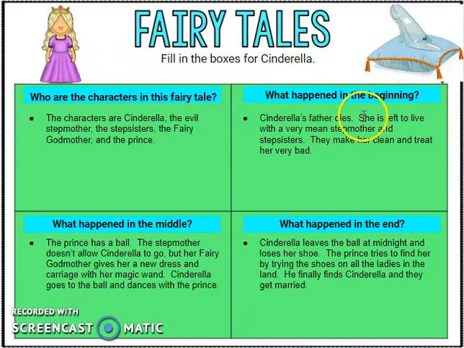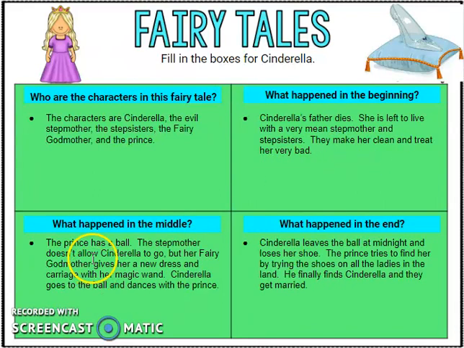Now here comes my retell. I'm going to retell the beginning, the middle, and the end. I'm not going to include every little detail, just the most important things. So what happened in the beginning? Well, Cinderella's father dies. She's left to live with a very mean stepmother and stepsisters. They make her clean and treat her very bad.